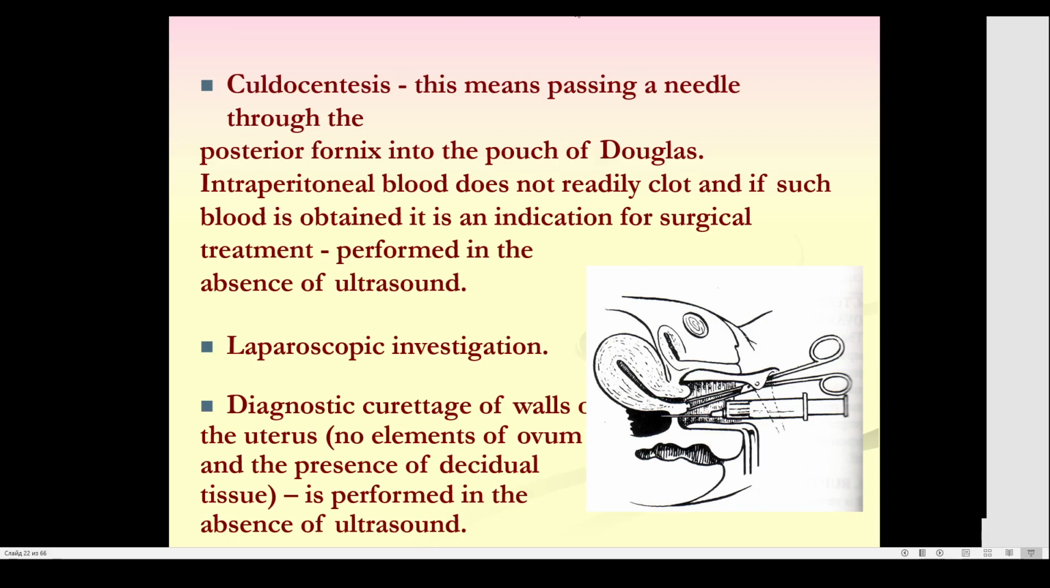Culdocentesis. This means passing a needle through the posterior fornix into the Douglas pouch. Intraperitoneal blood does not readily clot, and if such blood is obtained, it is an indication for surgical treatment. Laparoscopic investigation and diagnostic curettage of the walls of the uterus, showing no elements of ovum and the presence of decidual tissue, are performed in the absence of ultrasound.